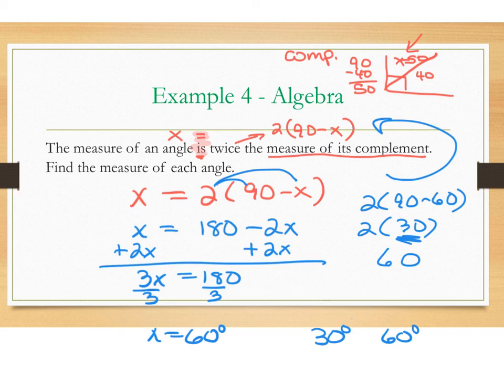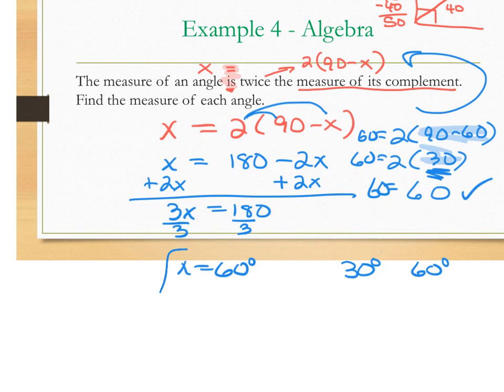Because the complement was 30, which was this part. And then if I doubled it, just to double check it, 60 equals 60. It did check out. Pretty good on that. Once you found what the angle was, just do 90 minus 60 to get the two angles.